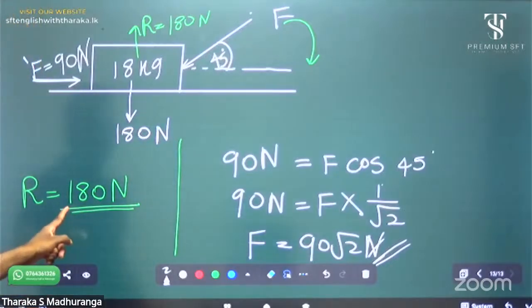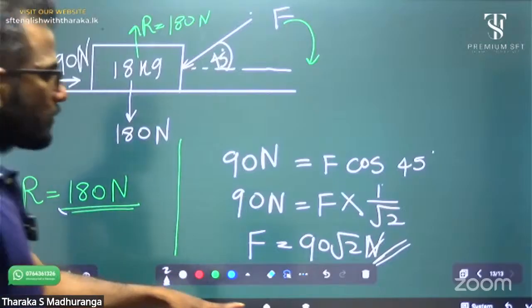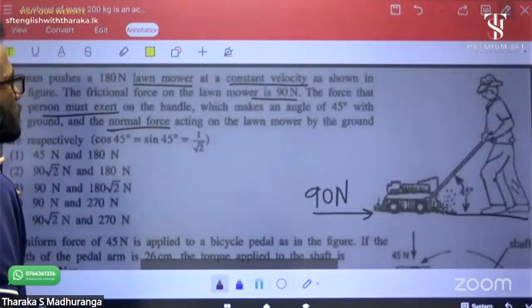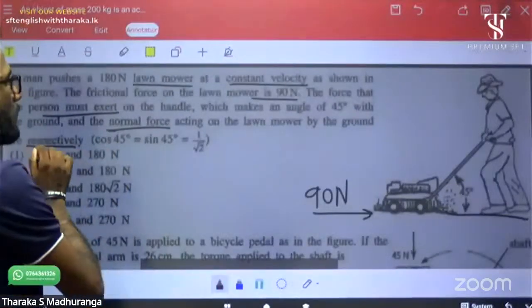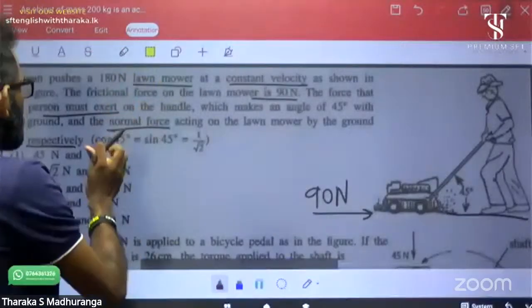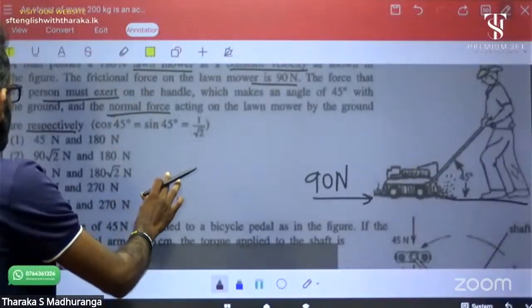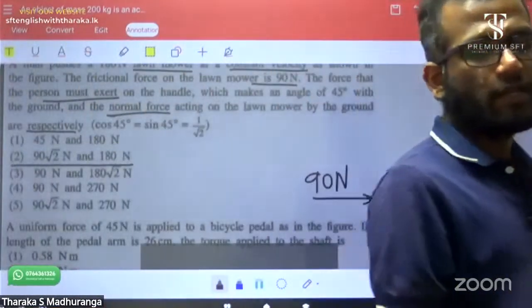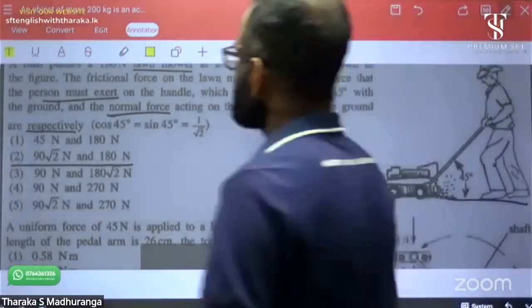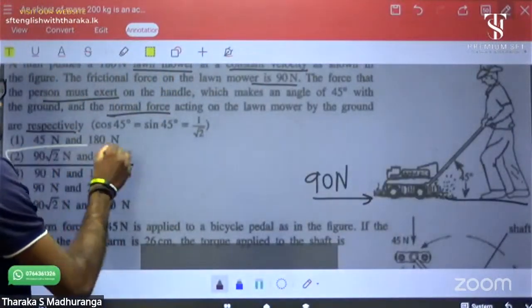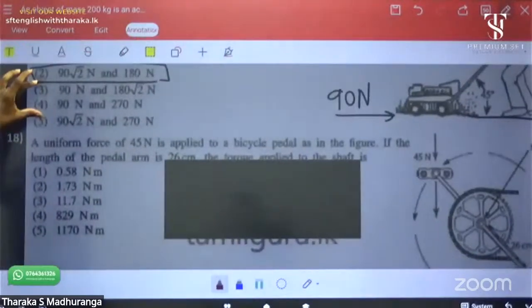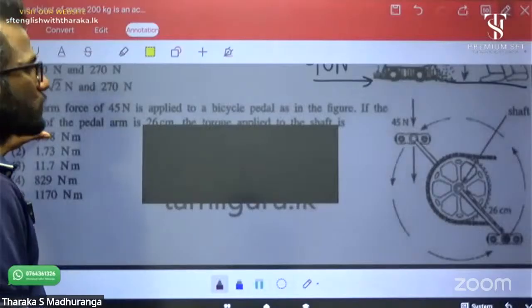Okay. Now the perpendicular reaction is 180 and the force is 90 root 2. It's asking respectively, that means force and normal reaction. Force 90 root 2 and perpendicular reaction 180. Answer number 2. Very simple application question. Question number 18, very simple.